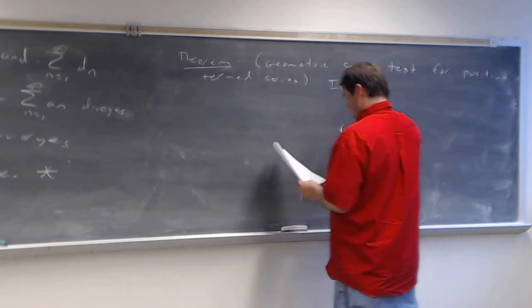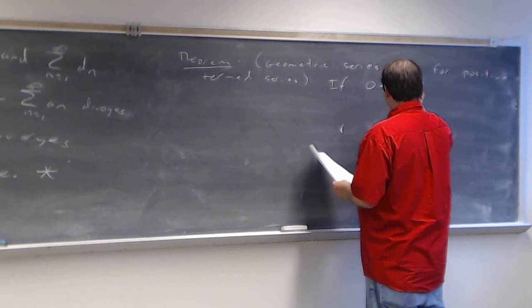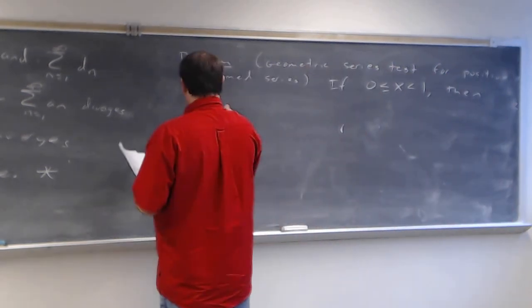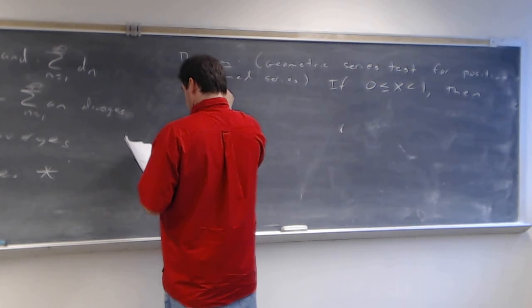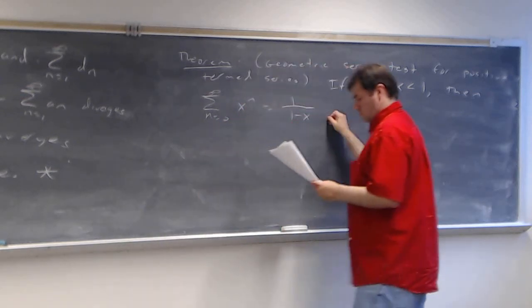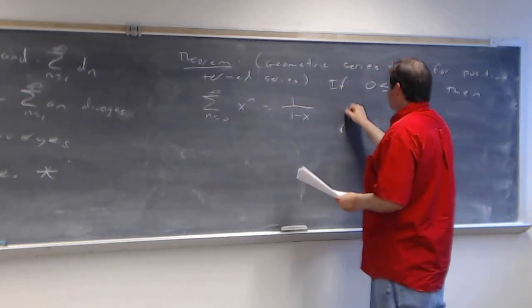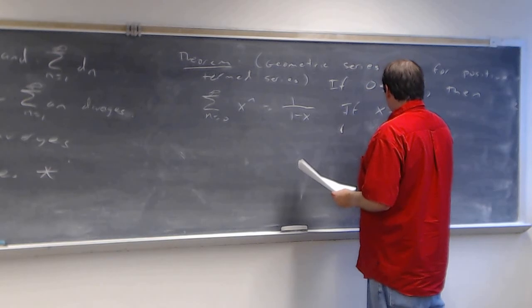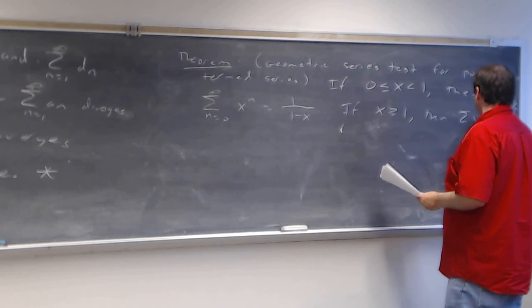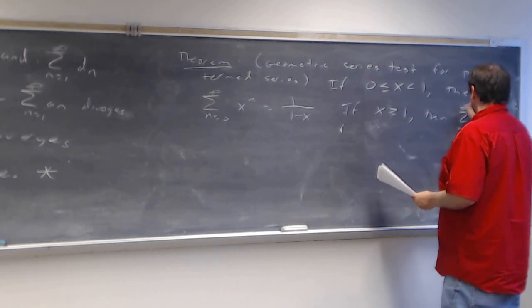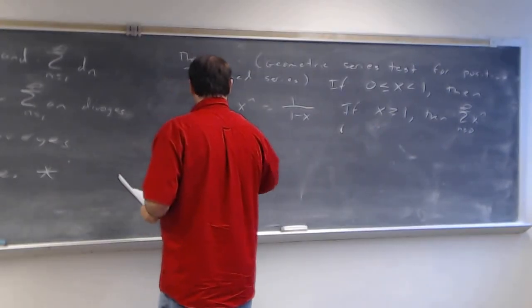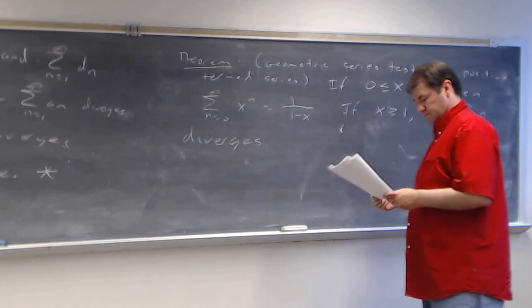And here's what it says. It says if 0 is less than or equal to x is less than 1, then the sum as n runs from 0 up to infinity of x to the n is equal to 1 over 1 minus x. It says if x is greater than or equal to 1, then this series of x to the n, as n runs from 0 to infinity, diverges. Here's the proof.